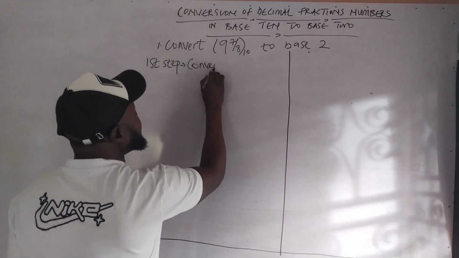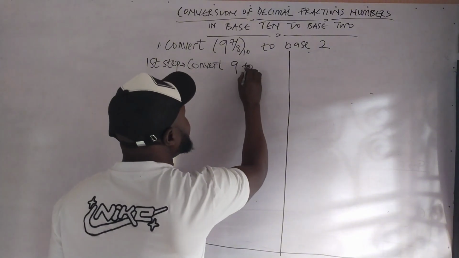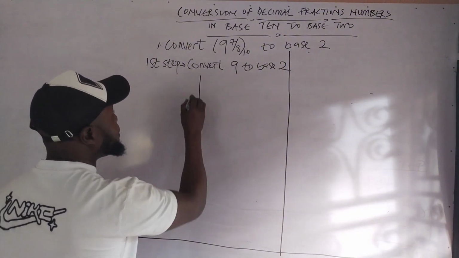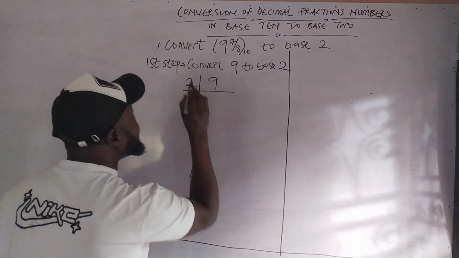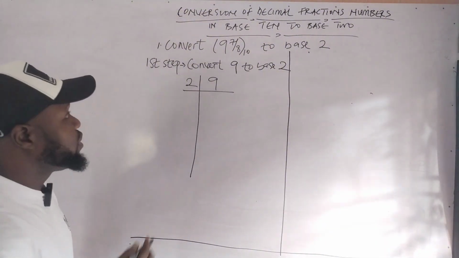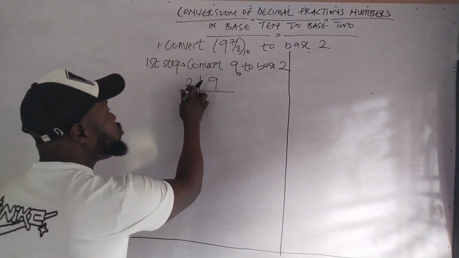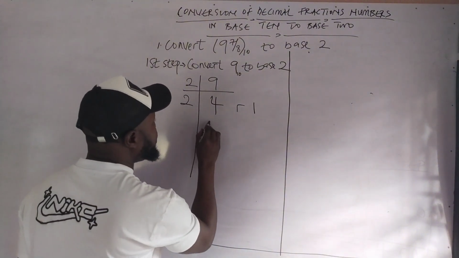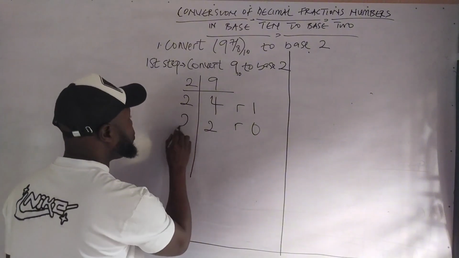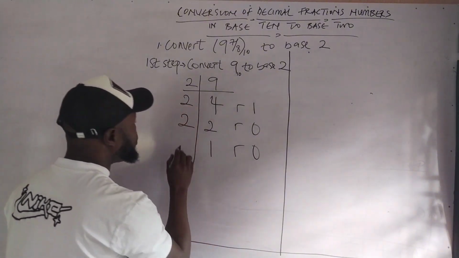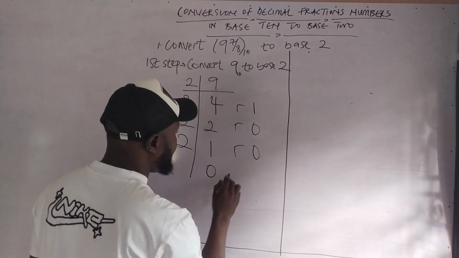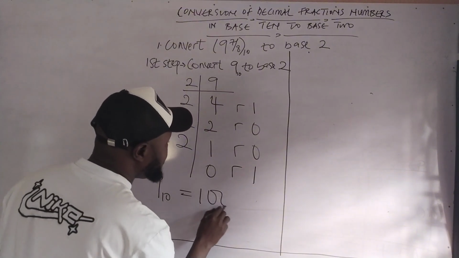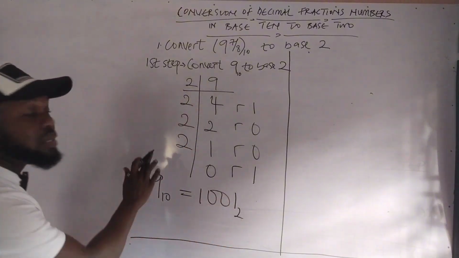convert 9 to base 2. You understand? And how do we do that? We want to convert it to base 2 first. 9 is in base 10. So 2 in 9 is 4, remains 1. 2 in 4 is 2, remains 0. 2 in 2 is 1, remains 0. 2 in 1 is 0, remains 1. So therefore, 9 in base 10 equals 1001 in base 2. That is the first step.